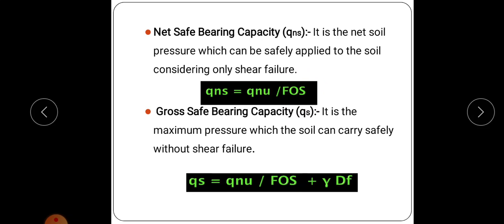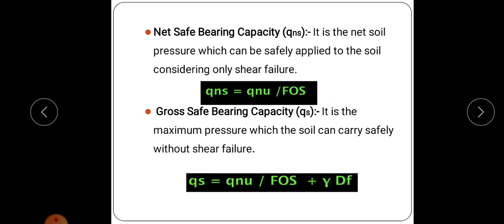So this net safe bearing capacity means the net soil pressure which can be safely applied to the soil considering only shear failure, that is, without shear failure. That is the net soil pressure which can be safely applied to the soil without having shear failure, known as net safe bearing capacity. When calculating this, we have to introduce the factor of safety.